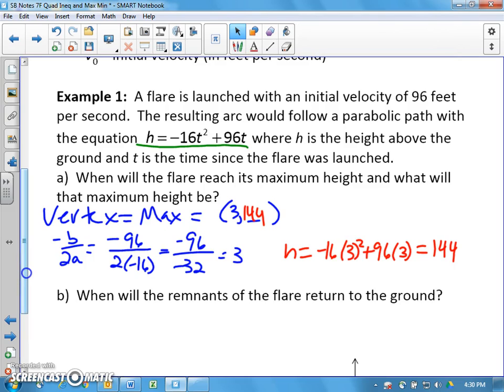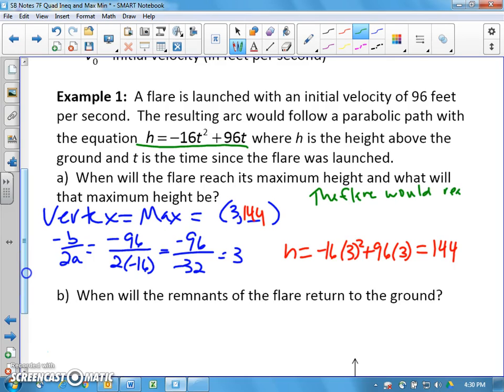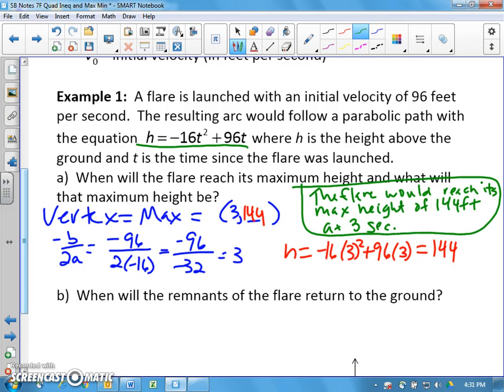This also gives us the answer to the first question. So what we would say is that the flare would reach its maximum height of 144 feet at 3 seconds. That gives all of the answer to those questions.